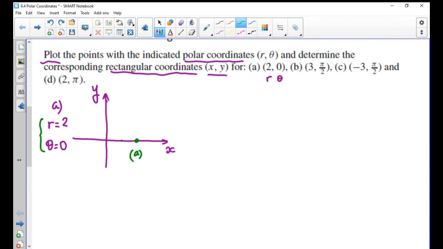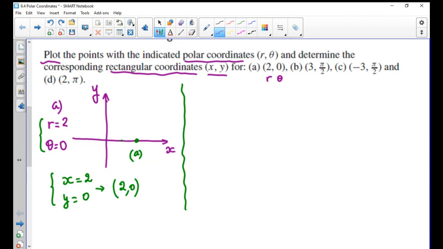Okay? Here are its polar coordinates. What are its rectangular coordinates? What is x? Look at the point A. What is the x coordinate? No need to calculate, just look where it is. X is 2. What is the value of y? 0, finish. So the rectangular coordinates are also 2, 0. Polar coordinates 2, 0. Rectangular coordinates also 2, 0. In this case, this is just by chance.